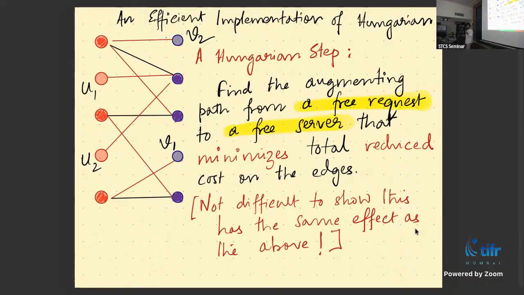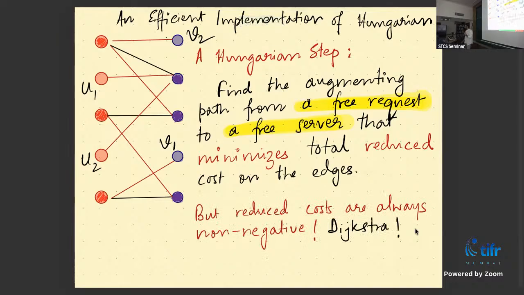But now the question is, how do we find the path with the minimum total reduced cost? So here is an observation. The reduced costs are always non-negative. So I can just use Dijkstra's algorithm. But remember, it's not on the actual edge costs, but rather on the reduced cost of the edges. So essentially, you can implement each step of the Hungarian algorithm by running Dijkstra. And then you have to do this n number of times because your matching can only augment n number of times.